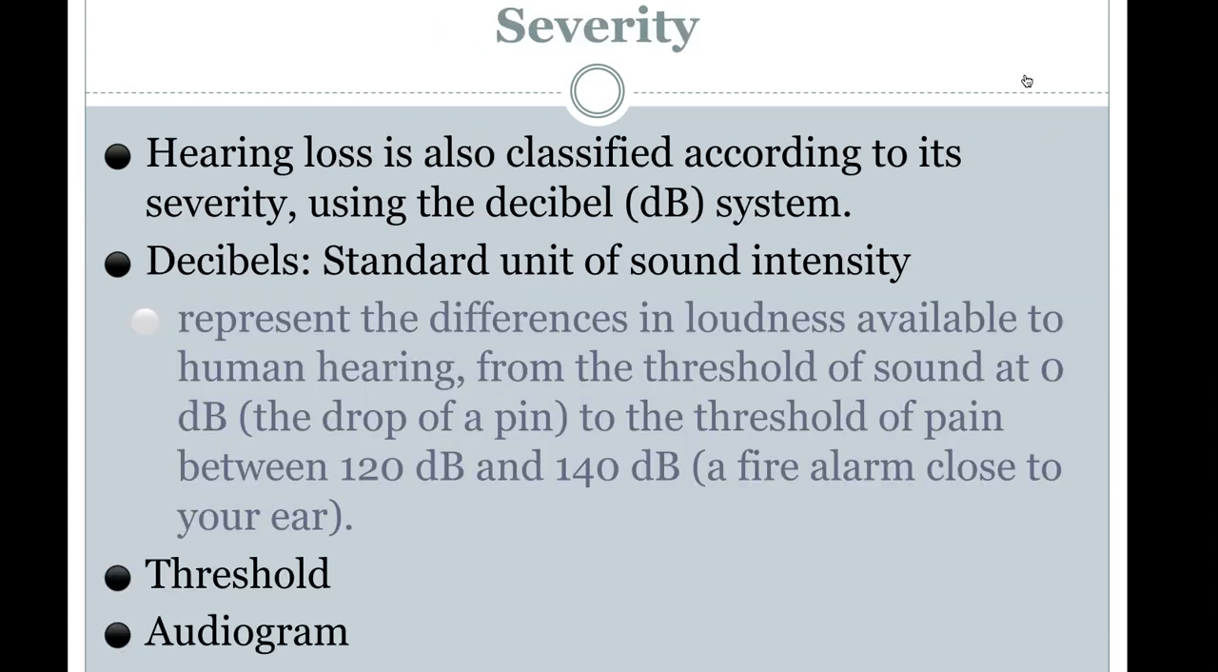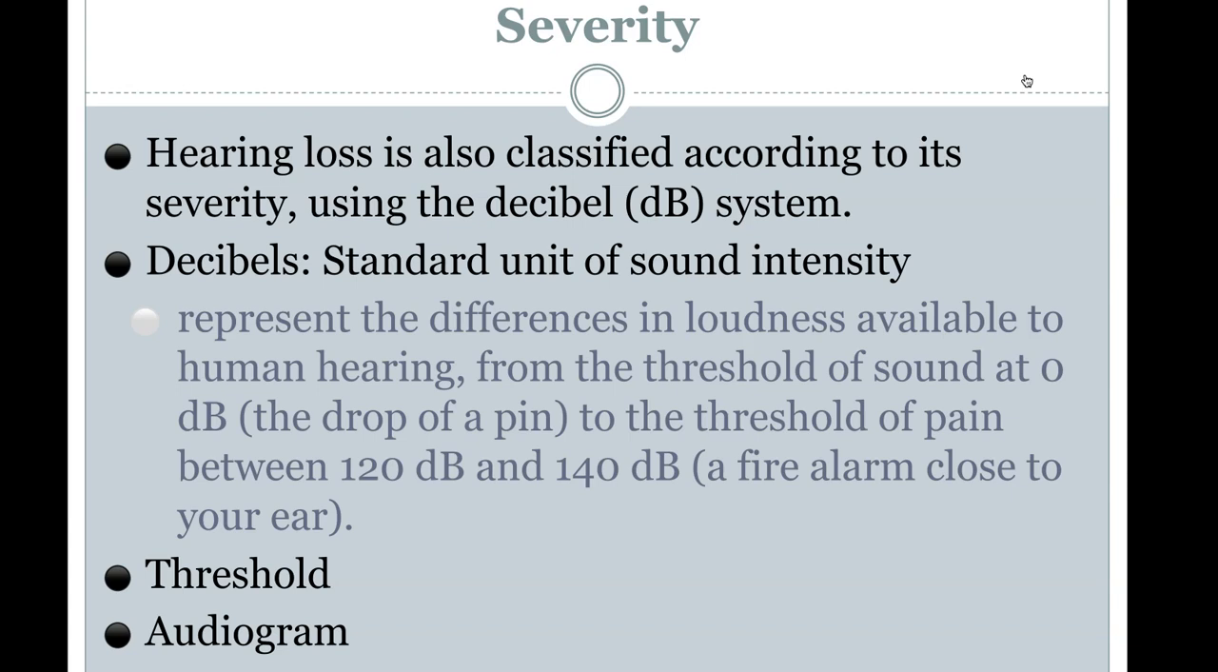Hearing loss is also classified according to its severity using the decibel system named after Alexander Graham Bell. Decibels are the standard unit of sound intensity. It represents the differences in loudness available to human hearing, from the threshold of sound at 0 decibels, which is the drop of a pin, to the threshold of pain between 120 decibels and 140 decibels, which sounds like a fire alarm close to your ear, right? So that threshold is, where can you hear? Can you hear at 0 dB up to 120? Can you hear at 20 dB up to 140? Where are you able to hear?